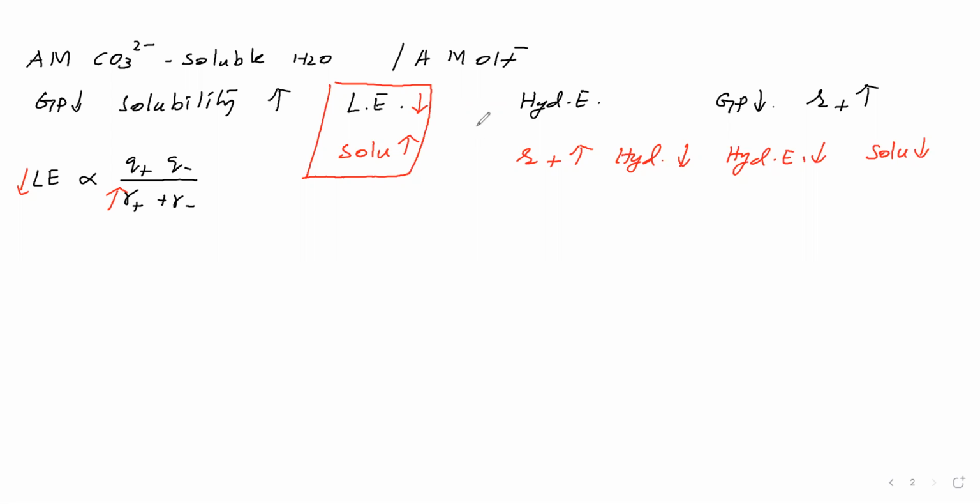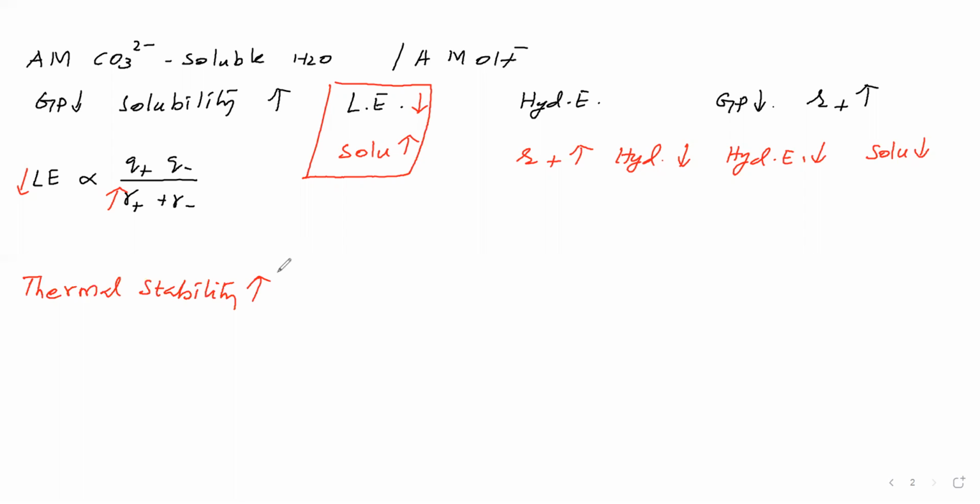Then stability of alkali metal carbonates we will see. Alkali metal carbonates are thermally stable. So down the group, what happens to the thermal stability? Down the group, how will the thermal stability be? Down the group of alkali metal carbonates, thermal stability increases.